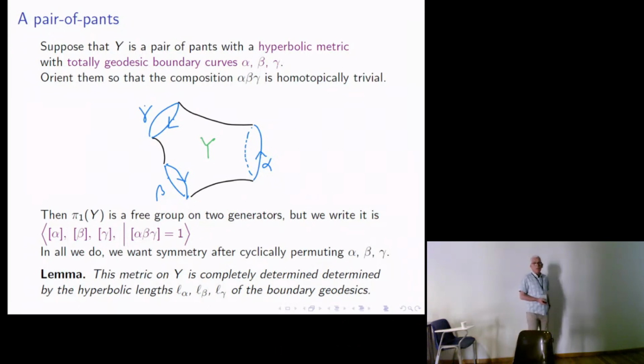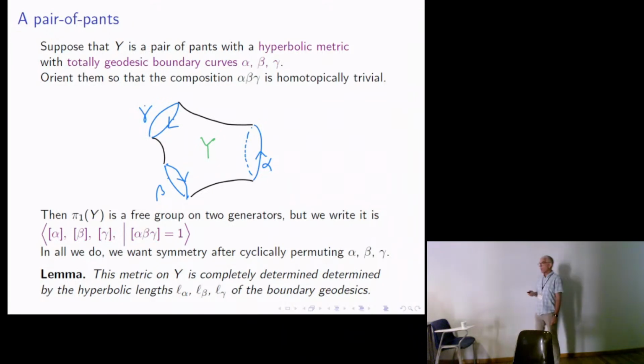So the fundamental group is a free group on two generators, but the name of the game in everything we do is we want it to be completely symmetric under cyclic permutation of the three boundary components. So I'm going to write my fundamental group as generated by the free homotopy classes of alpha, beta, and gamma, with the relation that the free homotopy class of alpha beta gamma is trivial. Okay.